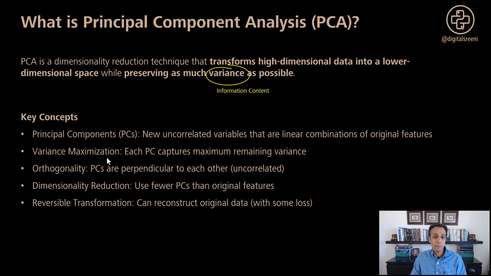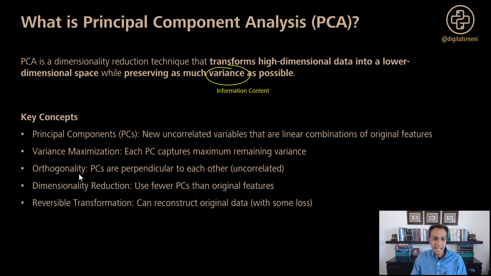And variance maximization: we already established that variance is information content, so you have to maximize the information. So each principal component captures the maximum remaining variance. What does that mean? If you just start out, the first principal component covers the maximum, meaning it may have 40% of information captured. The next one probably captures 30%, and the next one 10%, and the next one 5%, and so on, right? So that's what variance maximization basically means.